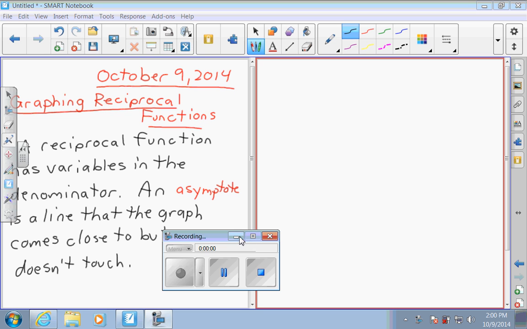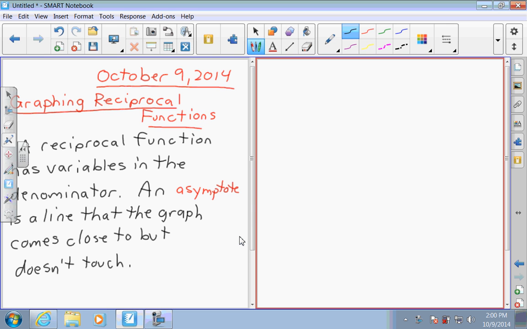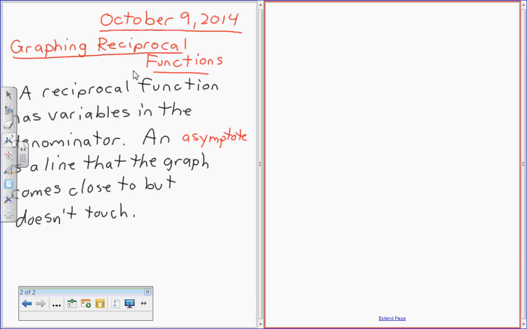Earlier in the year, we talked about our parent graphs, if you remember, like square root of x, 1 over x, all that sort of stuff. Sorry for those who can't see. The graph I'm going to do right now is f of x equals 1 over x.